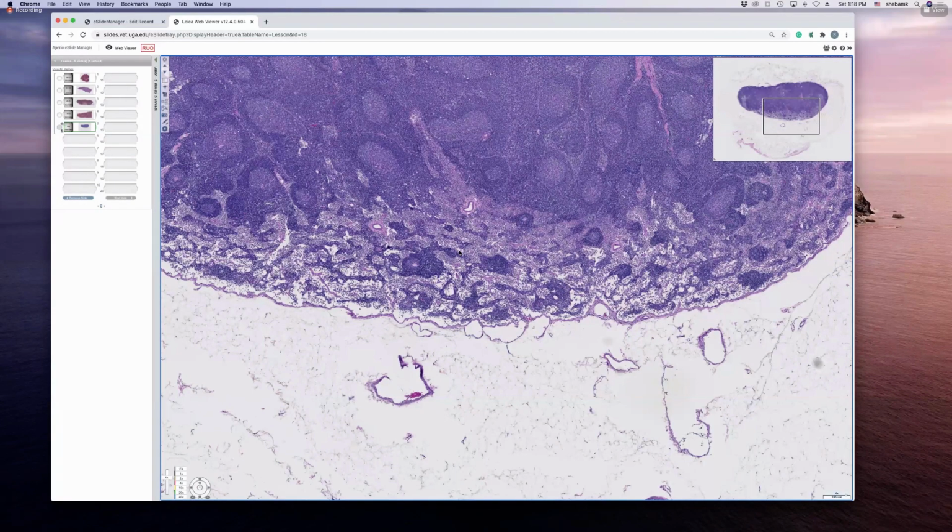The medulla of the lymph node has two distinct regions. These darker regions are called medullary cords, very good. And what are these paler regions called?